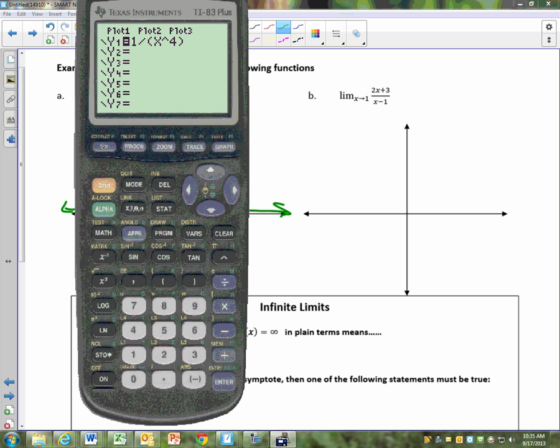Let's look at the next graph. If you don't know exactly what a graph looks like, then you're going to have to type it into your calculator to get an idea.